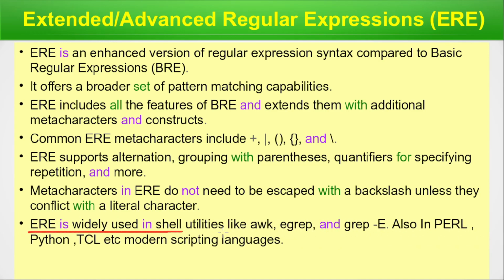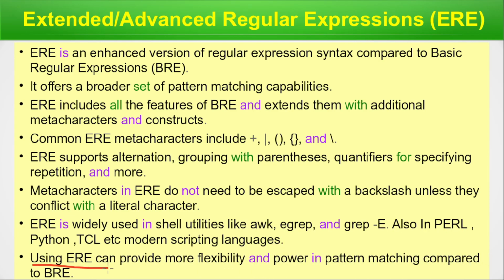ERE is widely used in shell utilities like awk, egrep, and grep with the -e flag. I was talking about this earlier: until or unless we give a special flag. Here you can see we have a -e flag for the grep binary to use the ERE. That means if you are not using the -e, you are using the BRE syntax. It is also used in Perl, Python, Tcl, etc., the modern scripting languages. That means ERE is easily adopted on all of these modern scripting languages. Using ERE can provide more flexibility and power in pattern matching compared to BRE. So we have a superset of tools that we can use for writing and matching our regular expressions. Here we are done discussing extended or advanced regular expressions.